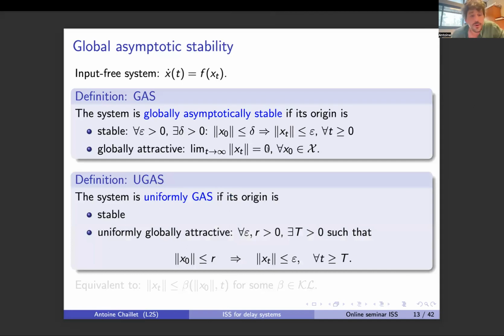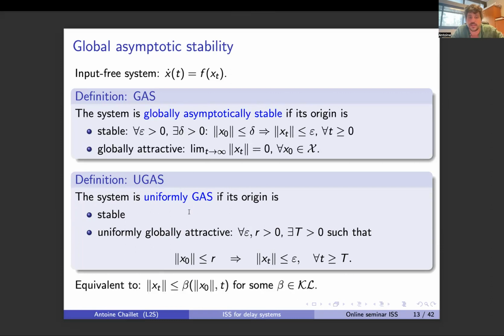But I can require a little more, meaning UGAS, uniform GAS, in which case I still require stability in the Lyapunov sense, but now I require uniform global attractivity. Not only do I converge to zero, but the rate at which I converge to zero is uniform over bounded sets of initial states. Namely, for any epsilon and r positive, I can find a time T such that if I start in the ball of radius r, I will reach and remain in the ball of radius epsilon in time T at most. Okay? So there is some uniformity here that is not captured in here, because here I'm just saying that I'm converging, but I don't know at which speed, okay?